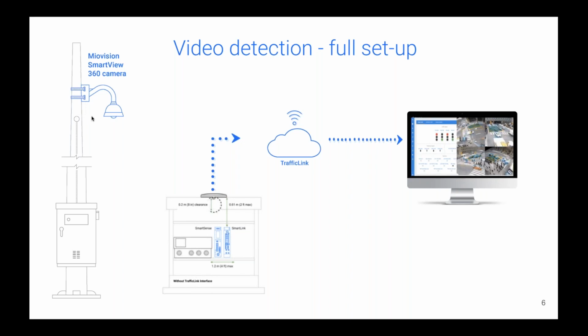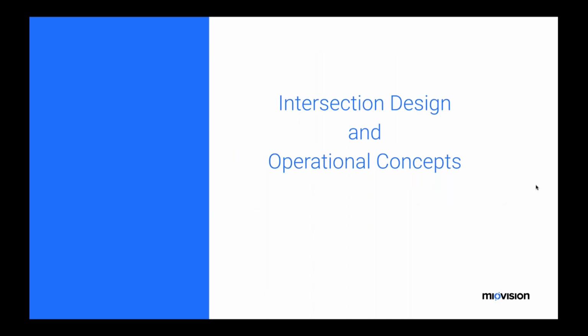And then the camera is mounted on, in this case, could be a signal pole, luminaire, mast arm. As long as the camera is mounted up high and has a good view of the intersection, you've done a good job with it. So next we'll go into intersection design and operational concepts.